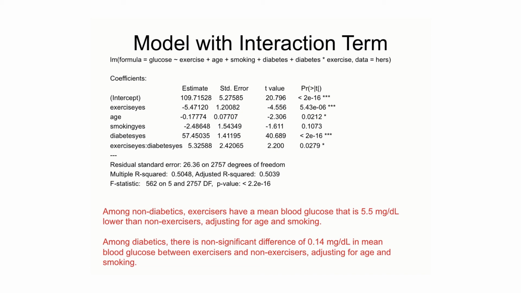age and smoking. So why are the results here slightly different compared to when we fit stratified models? Recall that with stratified models, exercisers had a mean blood glucose that was 5.4 units lower than non-exercisers, adjusting for age and smoking, while there was a non-significant difference of 0.11 units in mean blood glucose between exercisers and non-exercisers.